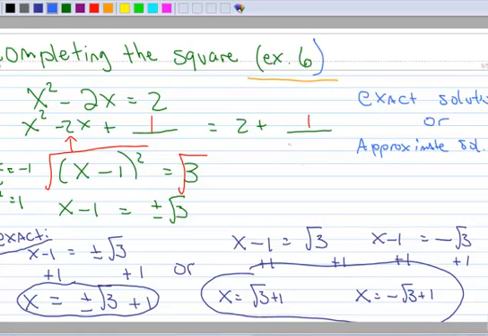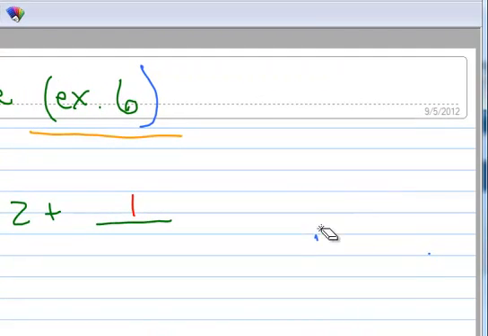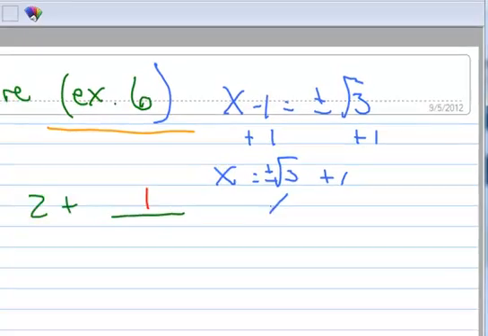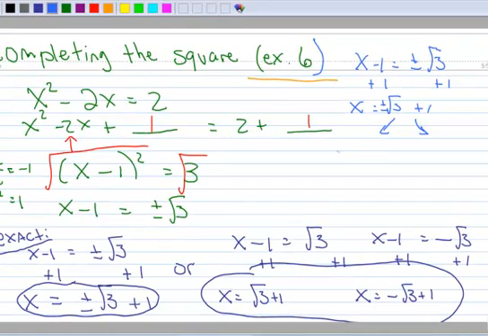Alright, so let's do this. We ended up with x minus 1 equals plus or minus the square root of 3. So we're going to add 1 to both sides. So we have x equals plus or minus the square root of 3 plus 1. I want to get decimal solutions, so let's break this apart into two separate things: square root of 3 plus 1, and negative square root of 3 plus 1.